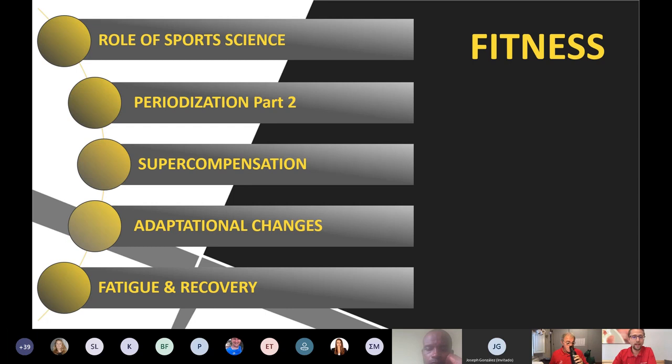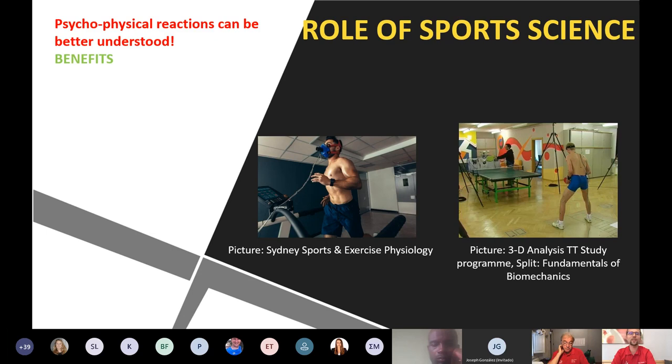Let's start with the role of the sports science, and actually it has great benefits, because the psychophysical reactions can be better understood. So thanks to the sports science, related to the psychophysical reactions, we do understand them much better, and the training adaptation can be much better understood than 10 or 20 years ago.